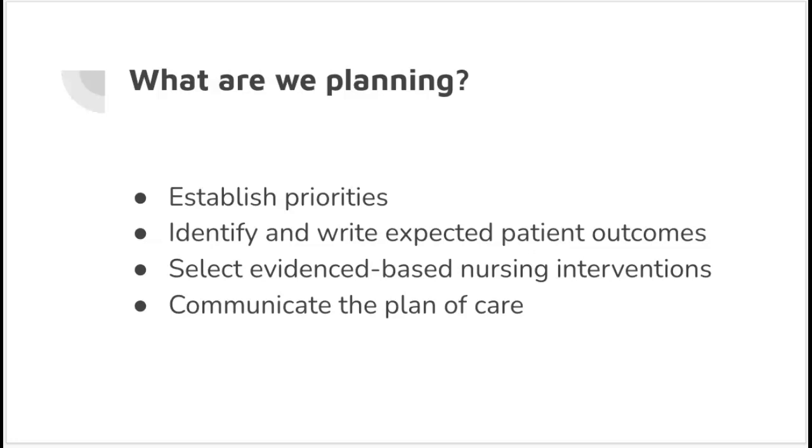We identify and write expected patient outcomes. So with that, we want to write our goals for this patient. So we want to identify the outcome we want for this patient. Selecting evidence-based practice for nursing interventions is when we decide what are the things that we're going to do so that we reach our patient outcomes, so the interventions that we provide. And then communicate the plan of care.